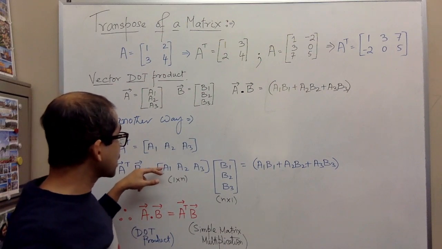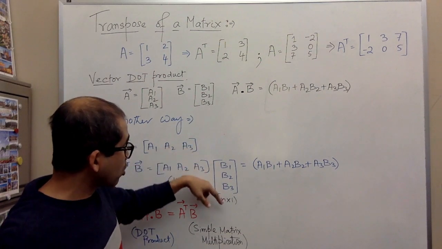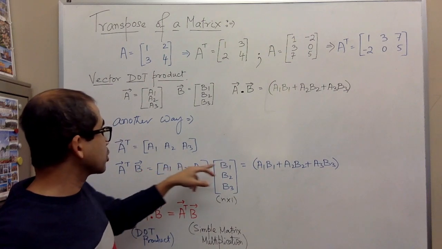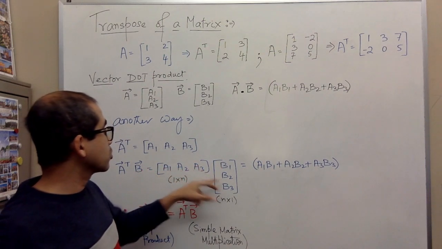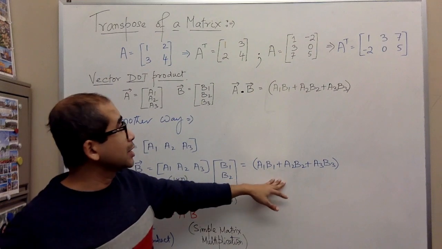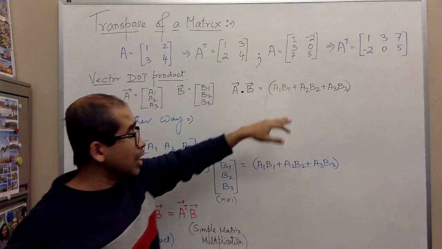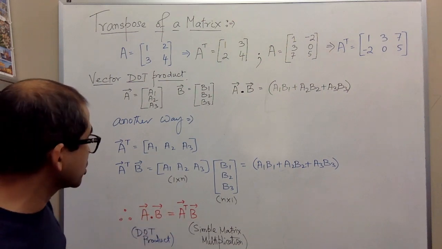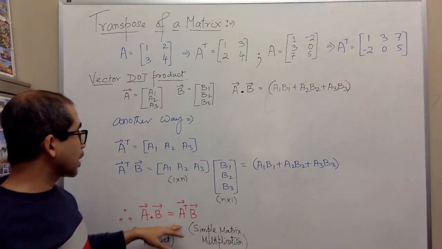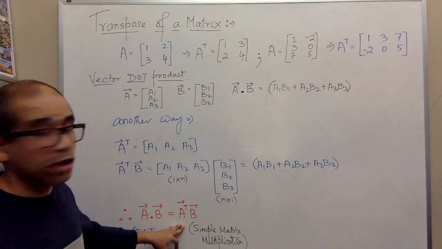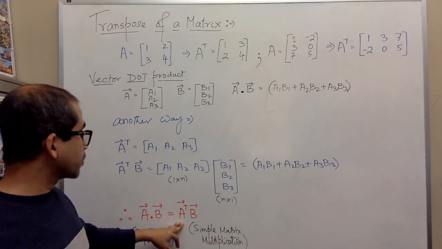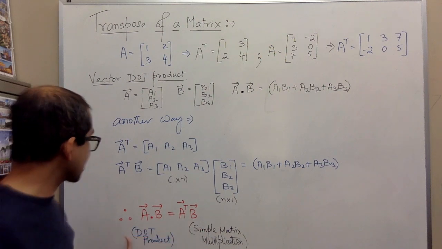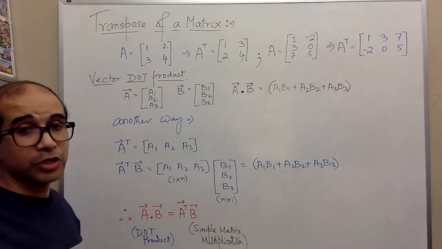So when you multiply row-wise elements with the corresponding column-wise elements, first row with the first column, second with the second, and third with the third, we get this. This is exactly the same as this. Okay, so we can say that the dot product of two vectors is equal to the simple matrix multiplication of the transpose of the first vector with the second vector. Simple matrix multiplication. Okay, this is the dot product, and this is the simple matrix multiplication.